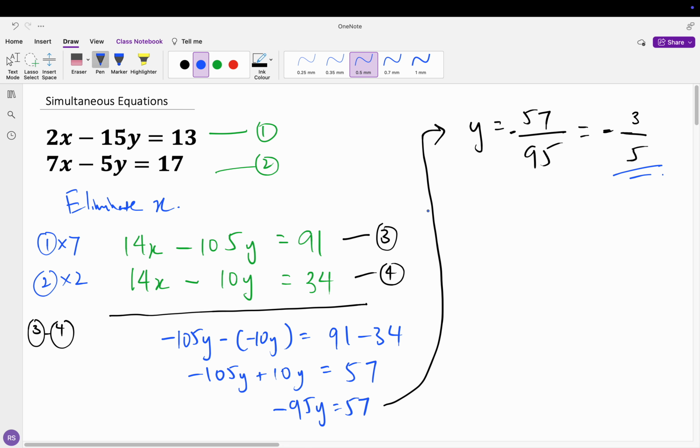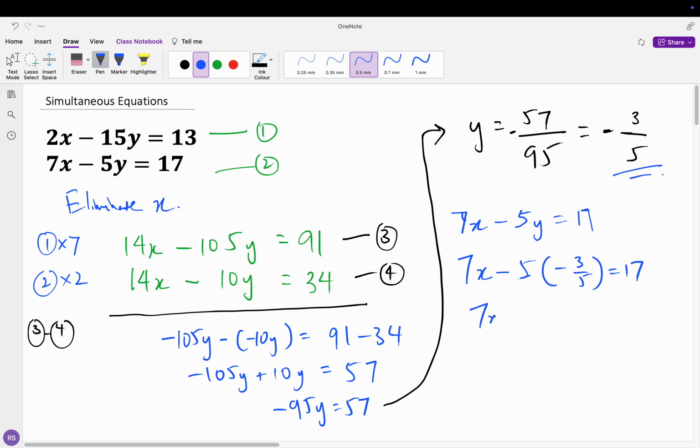the next step is to substitute this into any of the expressions to get the x. I can substitute into equation 1 or equation 2, up to me. If I substitute into equation 2, for example, in equation 2 we say that 7x minus 5y equals 17. So 7x minus 5 times minus 3 over 5 equals 17.